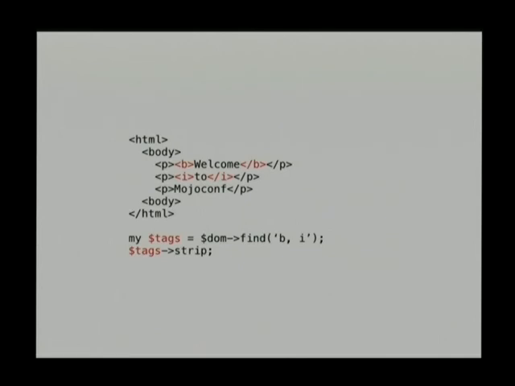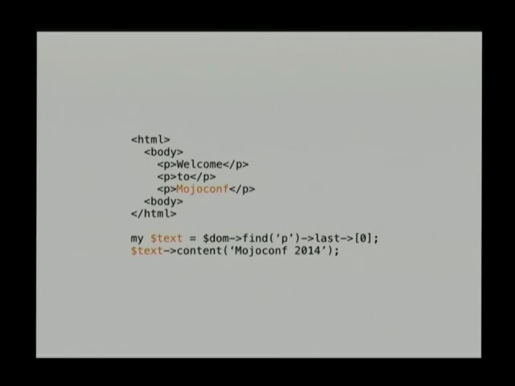You might have noticed that we're actually calling strip on a collection, which is what find returns. That is another new feature. If you call an unknown method on a collection, it will try to call that method on all of its elements. Content is another very important new method. You can use it to get or set the actual content for all node types.